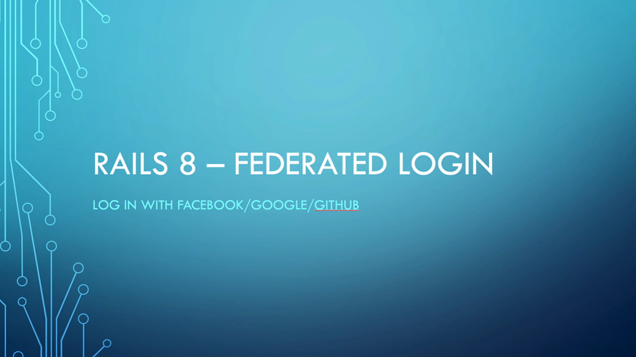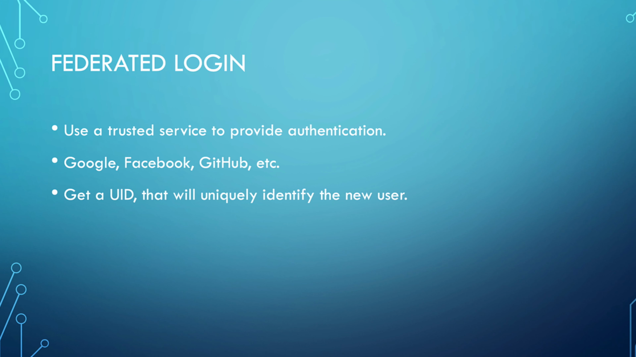Welcome to this Rails 8 video where we're going to implement federated login. Federated login is where we'll use a trusted service to provide our authentication for us. So this could be Google, Facebook, GitHub. It can also be a central authentication server if we're working for a big organization and we're creating an internal website for that organization. They might want us to use their central authentication server to log in.